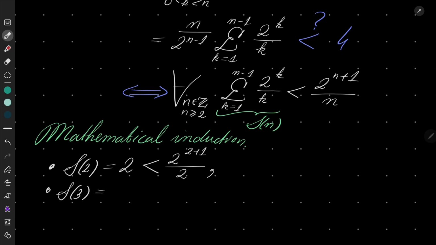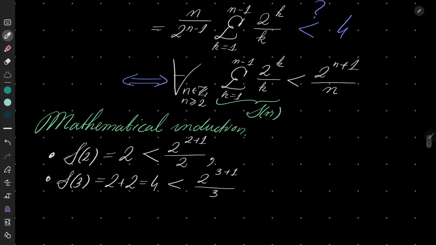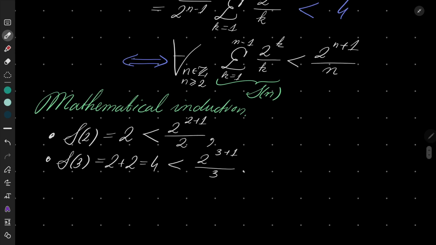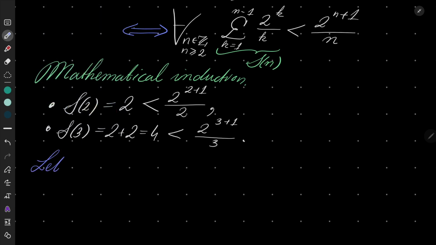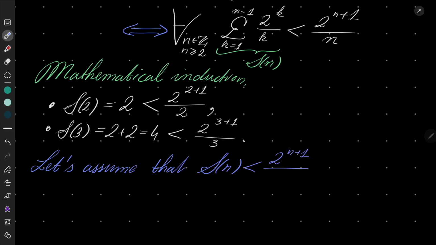Okay, what is s of 3? S of 3 is 2 plus, if we put k equals 2, we will get 2, so it's 4. Okay, and is it less than 2 to the power 3 plus 1 over 3? Well, it is, because here we have 16 over 3, and 16 over 3 is greater than 4, so it's good. And now let's assume that s of n is less than 2 to the power n plus 1 over n for some integer n greater than or equal to 3.